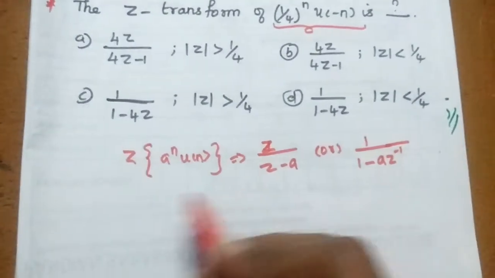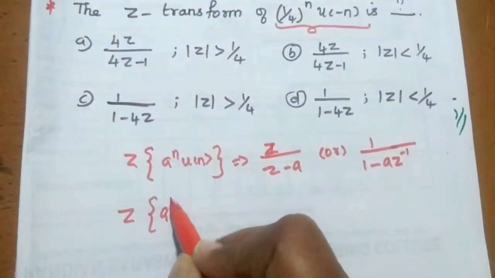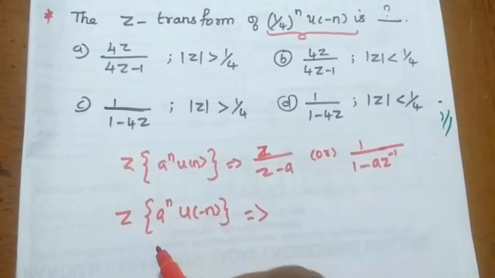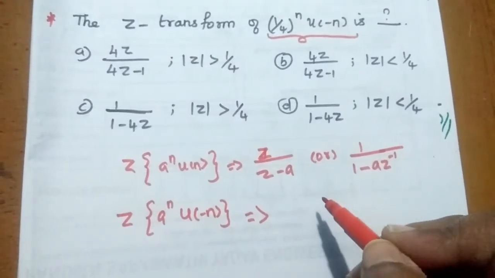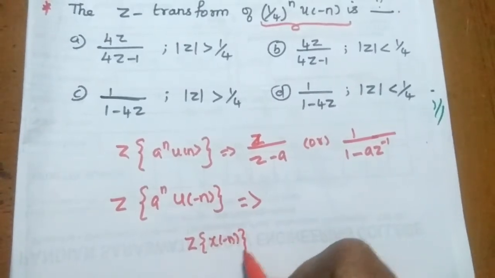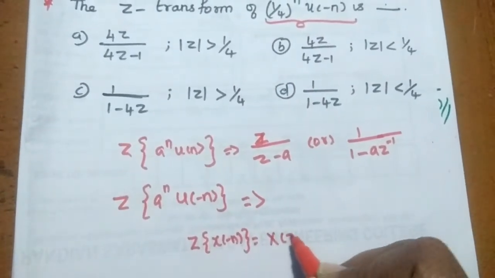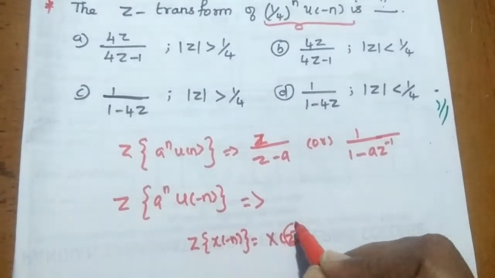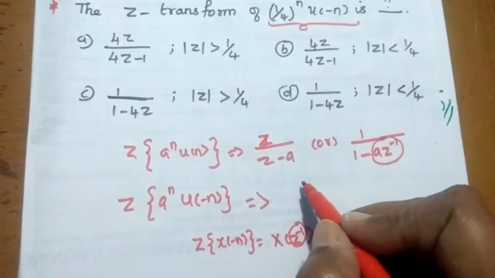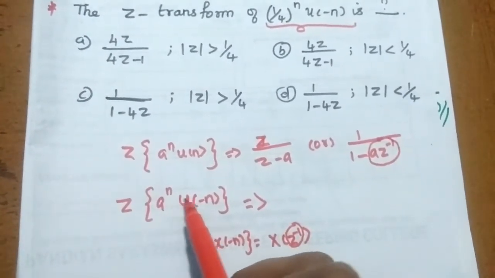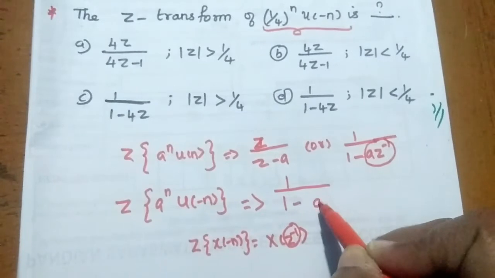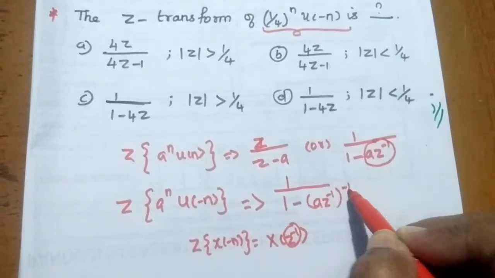So this is the formula. Here, in terms of time reversal, we have a^n u of minus n. What is the time reversal property? The Z transform of x of minus n is X of z inverse. We are going to replace z by z inverse. So in this formula, where is the z inverse? This one. We can write for a^n u of minus n the formula like this: 1 divided by 1 minus a z inverse, the whole inverse.